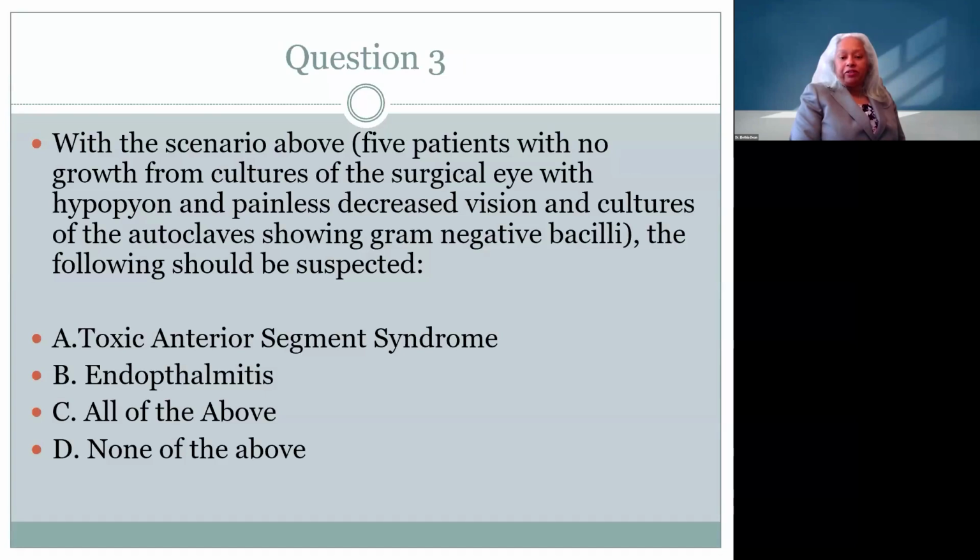Now, question 3. With this scenario above, you have 5 patients with no growth from cultures of the surgical eye. All of them had hypopyon. All of them had painless decreased vision. And cultures of all 3 autoclaves showed gram-negative bacilli. The following should be suspected: TASS, endophthalmitis, all of the above, or none of the above. Give you a couple seconds.